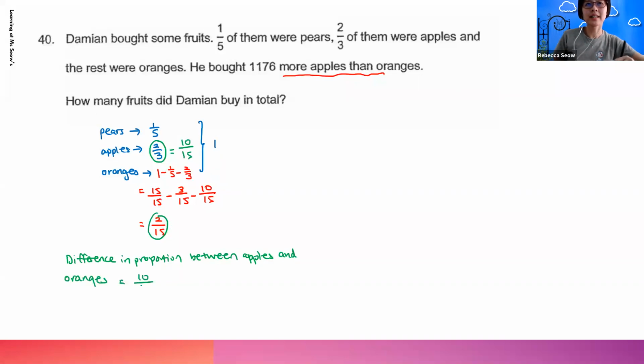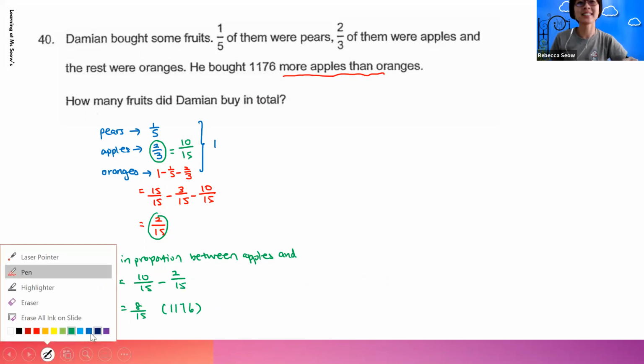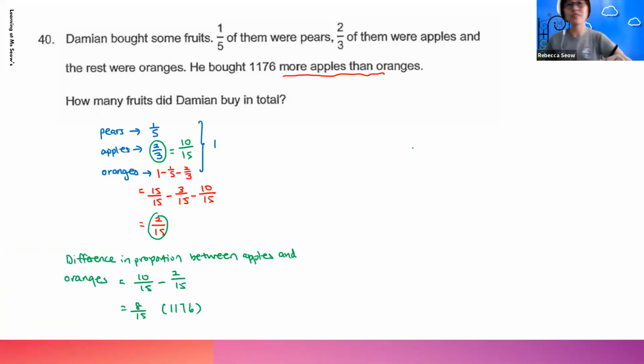That makes 10 out of 15. Take away 2 out of 15, which is 8 out of 15. And the question says that this is 1,176. Okay. Whew. So what can we say about the units? How many units would give you 1,176? That would be 8 units, right? I hope you have got that. So 8 units would be 1,176. Okay, so how we get the 8 units is actually from the numerator here.